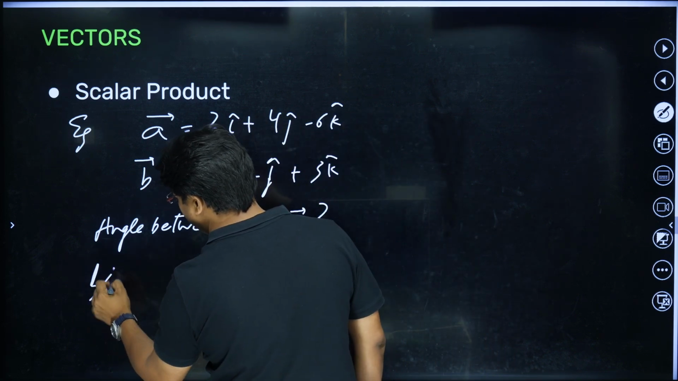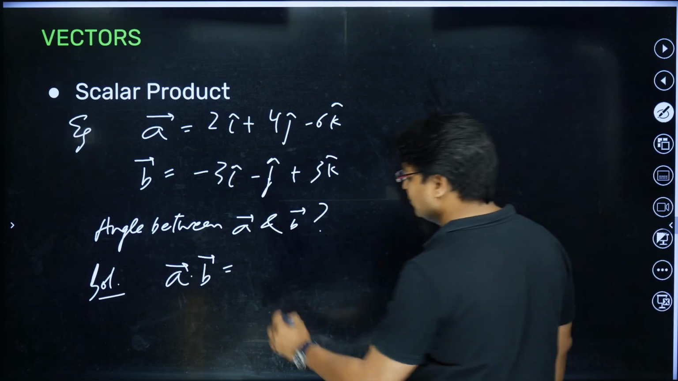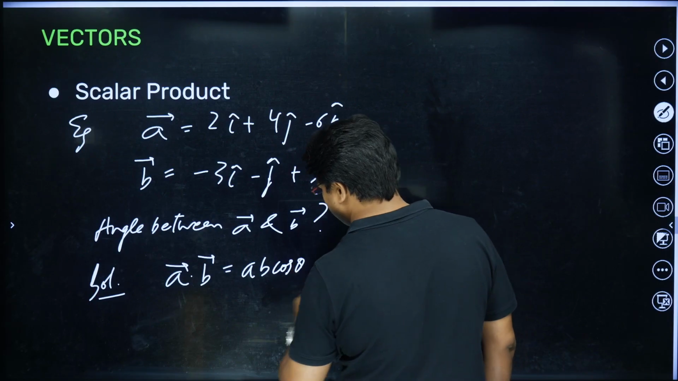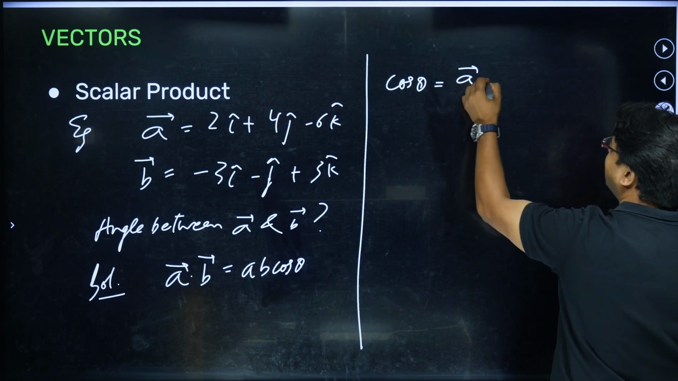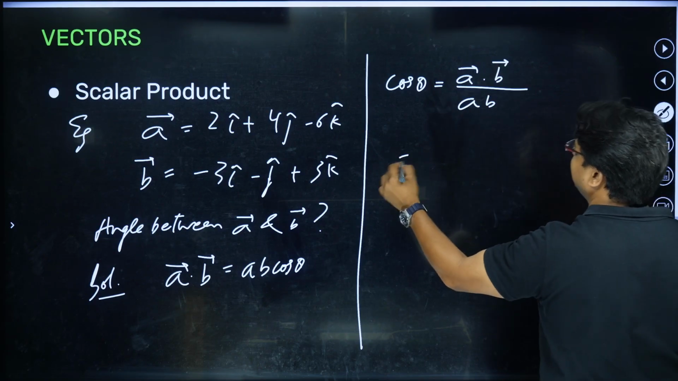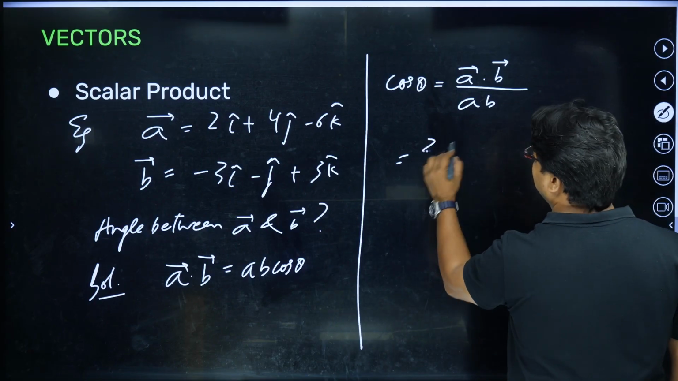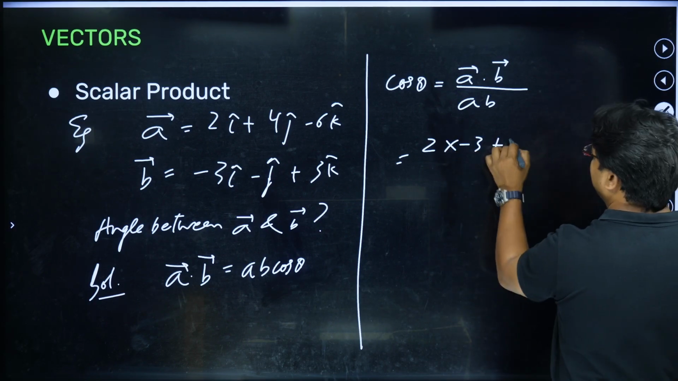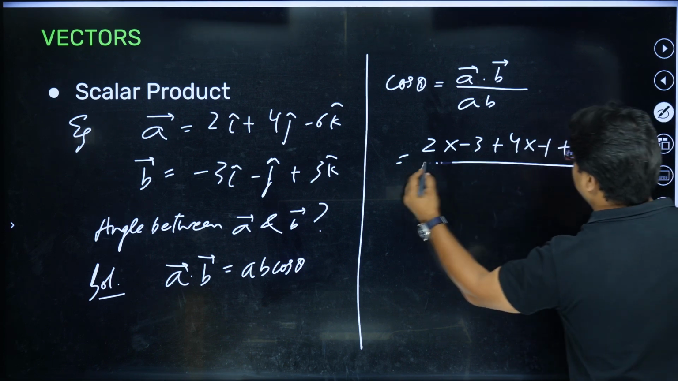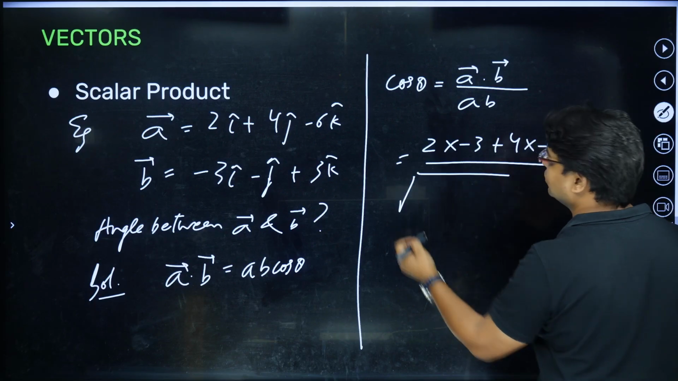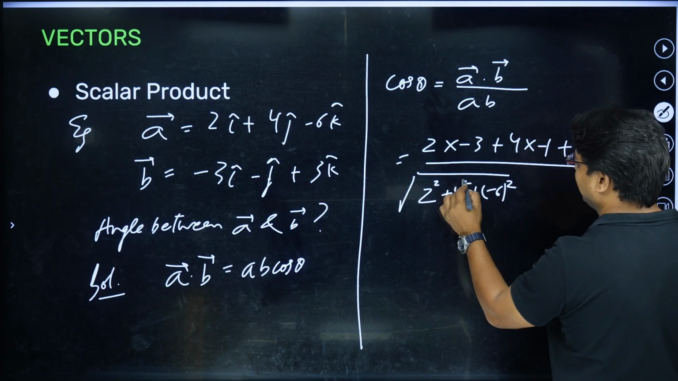So see what we are going to do. A dot B is something that we can calculate, and we know that A dot B is AB cos theta. In other words, if we get the value of cos theta, we are done. So cos theta would be A dot B divided by magnitude of A into magnitude of B. Notice that you can calculate A dot B. A dot B would be 2 into minus 3 plus 4 into minus 1 plus minus 6 into 3, divided by magnitude of A. Now magnitude of A would be root of 2 square plus 4 square plus minus 6 square, although minus will not matter.